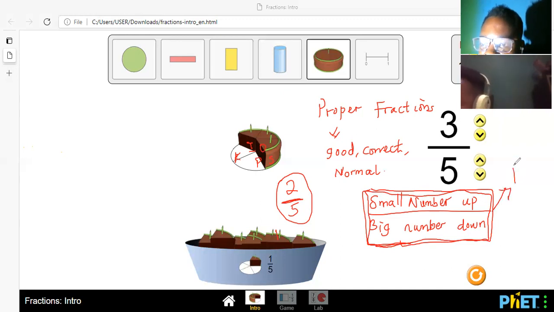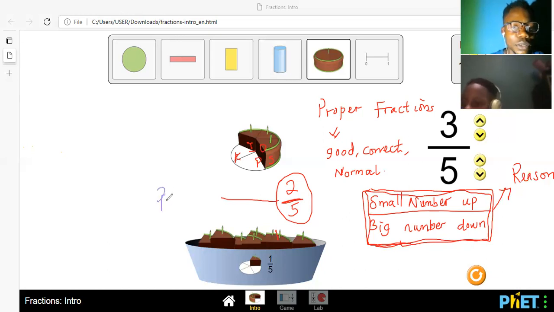Okay, so this is the reason. The number up must be smaller than the number that is down. That is the rule. So once you have a small number up and a big number down, that fraction is going to be a proper fraction. Okay? It's going to be a proper fraction. All right?